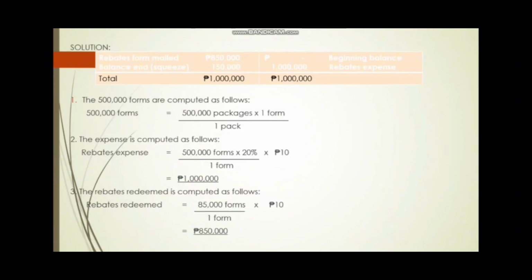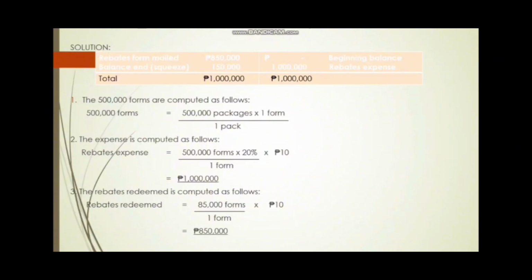So, our solution here is the forms are computed as follows. The 500,000 packages, you multiply by 1 form divided by 1 pack. So, for the rebates expense, what you will do is compute the 500,000 forms, multiply by 20% over 1 form, and then multiply by 10 pesos. So that is 1 million. And then, the rebates redeemed is computed as follows. 85,000 forms over 1 form, multiplied again by 10 pesos, so that is 850,000.